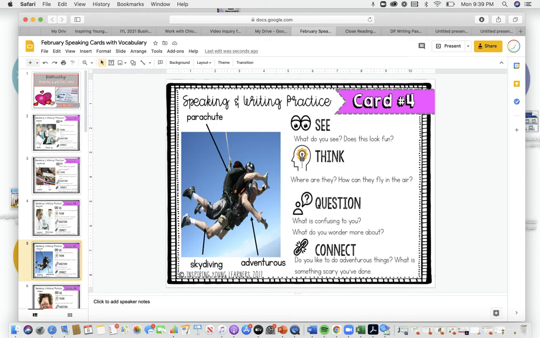I mean, looking at this awesome picture of a skydiving, maybe they don't know what skydiving is. Maybe this is a very foreign picture to them of why would two men be strapped to each other. So you can talk about that, or you can show them a video of skydiving, or you can find out if there's ever a time that they were adventurous. What did they do? Or does this look fun to them? There's just so many ways that you can take this one picture and expand on it to really work on speaking skills. So these are the speaking and writing cards.